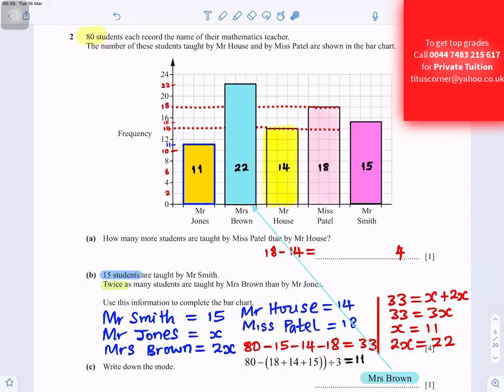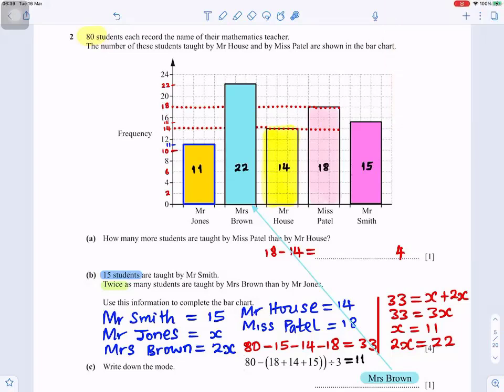So x is 11, and x is for Mr. Jones. But Mrs. Brown is twice that. So 2 times 11 is 22. So Mrs. Brown is 22. So when you complete the chart, Mr. Jones is 11, Mrs. Brown is 22, 2 times that. Mr. House is 14. Miss Patel is 18. And Mr. Smith is 15. I've put the bars in different colors so you can identify them. So those numbers say how many there are in each.